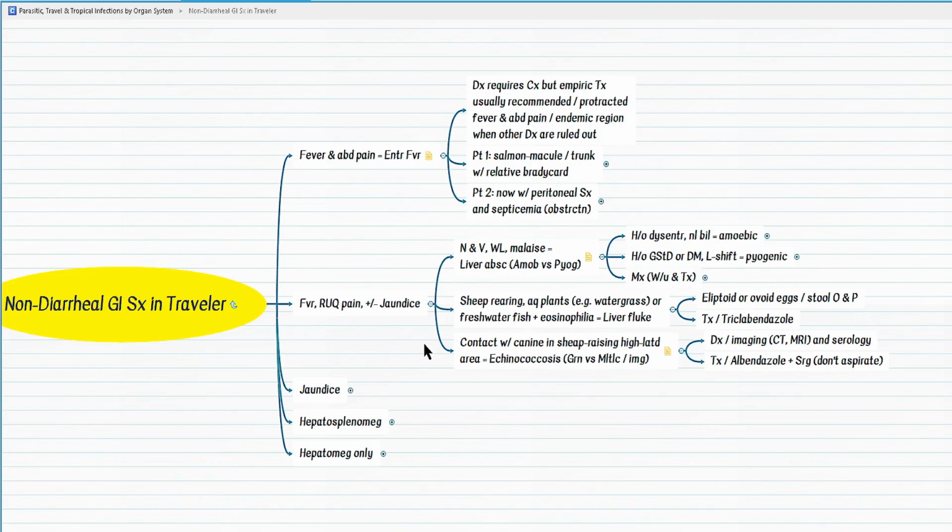Now we have another patient with fever and right upper quadrant pain who reports contact with canine in sheep raising high latitude areas. What is the management of this patient? Given the high likelihood of echinococcosis, we need to order diagnostic imaging and serology. What is treatment? Albendazole and surgery. True or false? An alternative to surgery for echinococcosis is aspiration. That's false given the risk of anaphylaxis. Aspiration should be avoided. Treatment is albendazole with surgery.